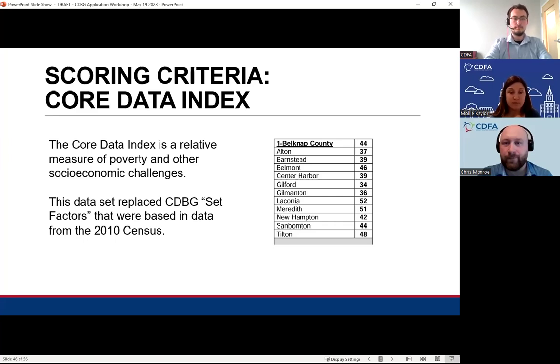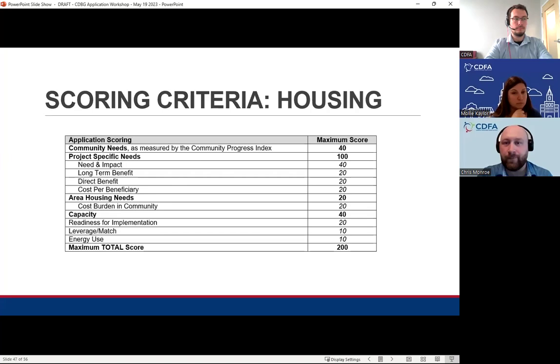So that refers to our community progress indicators, and then we use those community progress indicators to serve as the basis for this core data index, which is the data set that we look at as part of the scoring criteria. And so the next slide, oops, sorry, I tried to call out some slides, so I think I got rid of the second slide that previously was here.